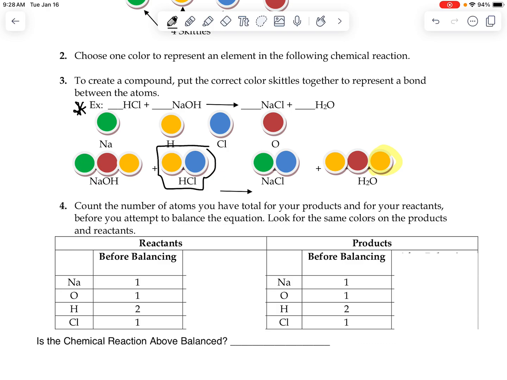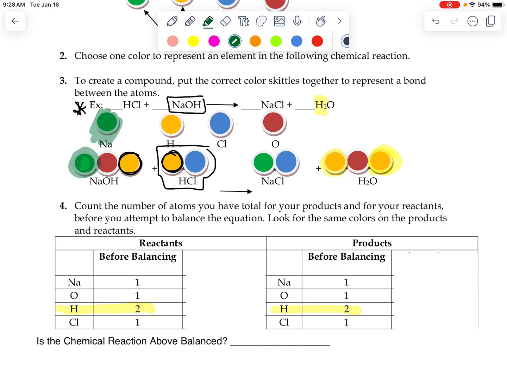You can see that in terms of our hydrogen, we have hydrogen in two places here. We've got it in the NaOH and we have it in the HCl. So we do have two atoms of hydrogen going in. If we look here in our H2O, we have two atoms of hydrogen coming out. Then if we take a look at our sodium, we have one sodium in the NaOH here going in, and we have one sodium in the NaCl coming out.